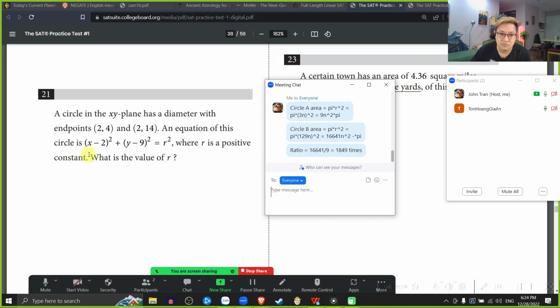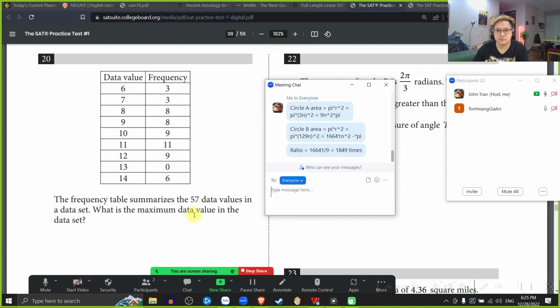You take the two endpoints of the diameter, subtract them: 14 minus 4. And then you have to divide by 2 as well, right? You have to halve it because the radius equals the diameter divided by 2. Okay, good, good.